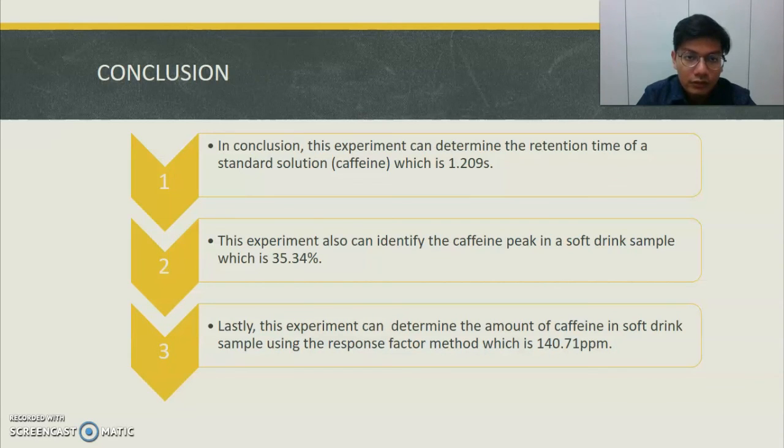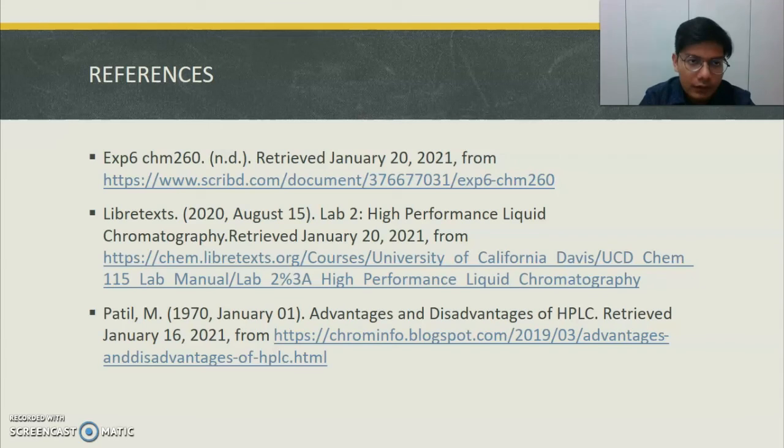In conclusion, this experiment can determine the retention time of a standard solution of caffeine, which is 1.209 seconds. This experiment also can identify the caffeine peak in a soft drink sample, which is 35.34%. Lastly, this experiment can determine the amount of caffeine in the soft drink sample using the response factor method, which is 140.71 ppm. These are our references for this experiment.